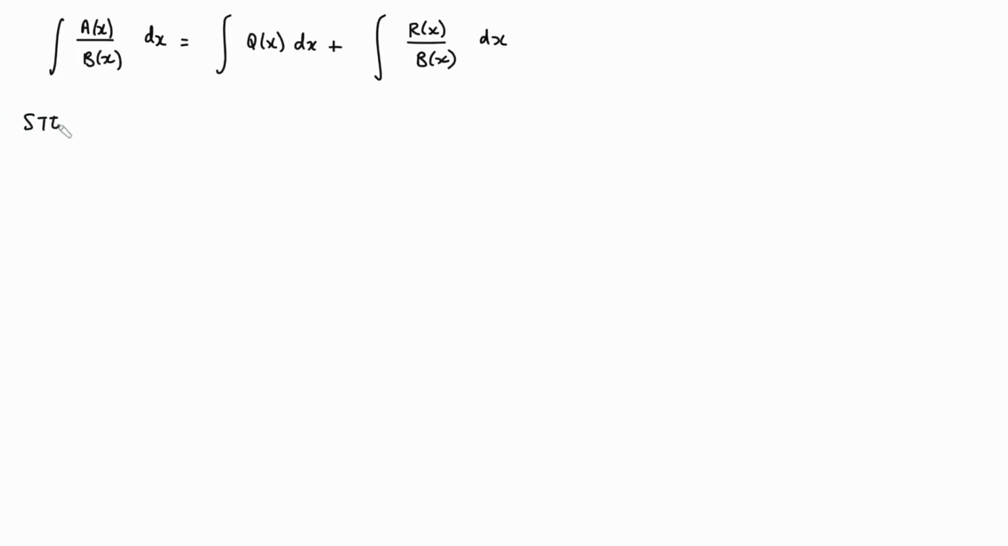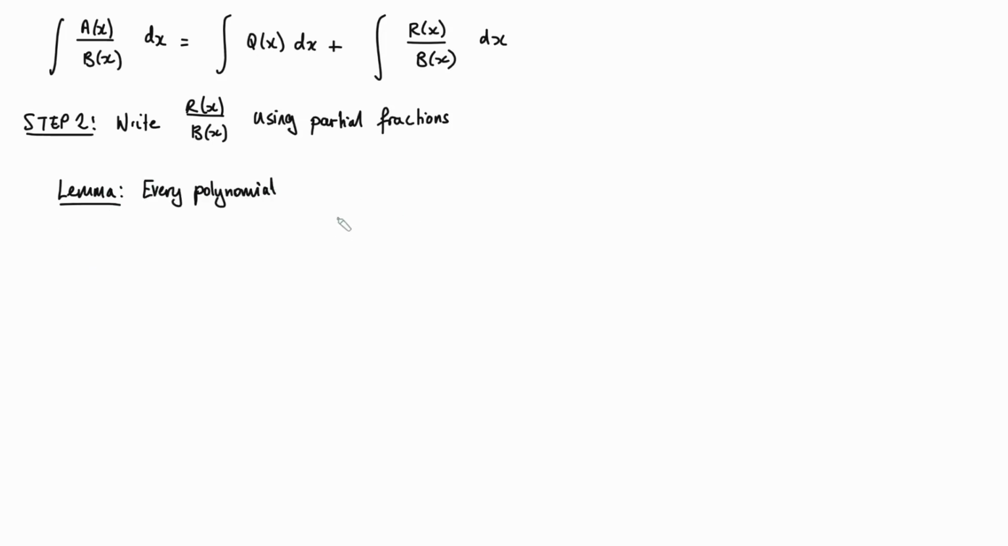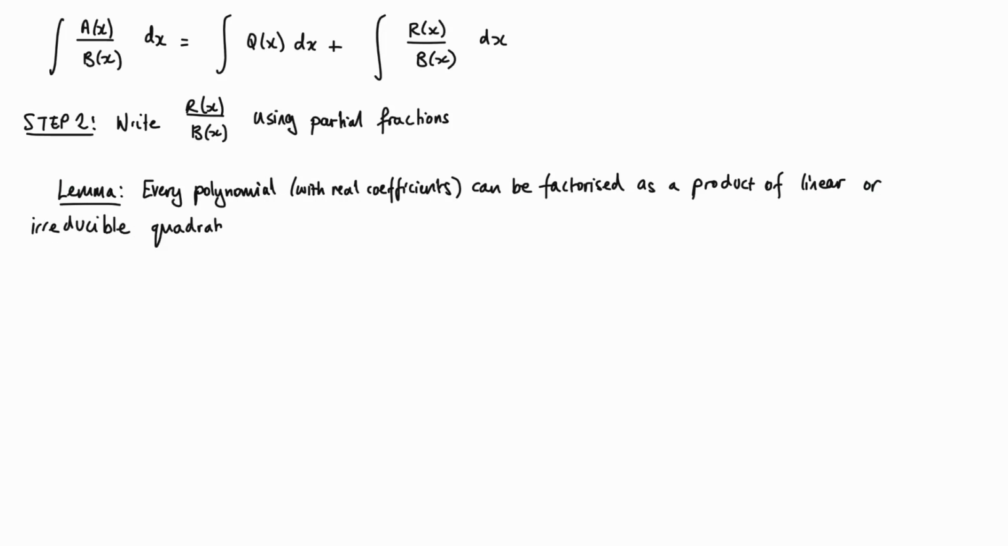So now we've done that division, we can focus just on the second integral here, the remainder divided by b of x, and we're going to express that using partial fractions. We need to start with a lemma here. If you haven't come across that term, a lemma is just a result that we are going to assume in proving the result. So we can prove the lemma separately. Actually, this lemma here is kind of a big lemma. It's kind of equivalent to the fundamental theorem of algebra, but what it states is that every polynomial with real coefficients can be factorized as a product of linear or irreducible quadratic factors, possibly raised to positive integer powers.